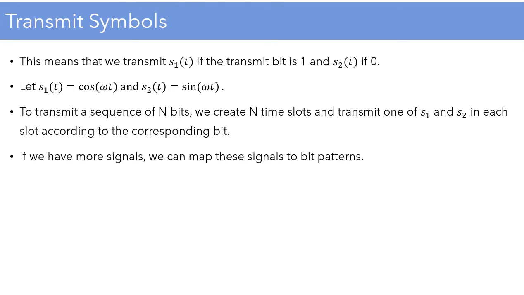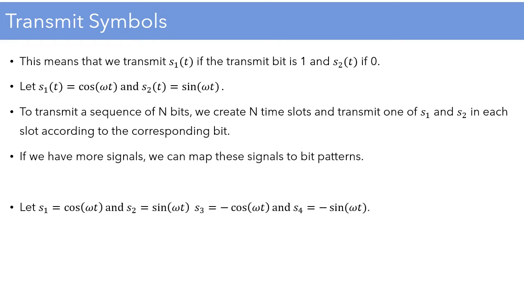Now if you have more signals, we can map these signals to bit patterns also. Suppose we have 4 signals: cos omega t, sin omega t, minus cos omega t, minus sin omega t. So here I can map 4 different states of the transmit message to these signals. But we have only 2 bits. So what we do is we club 2 bits together.